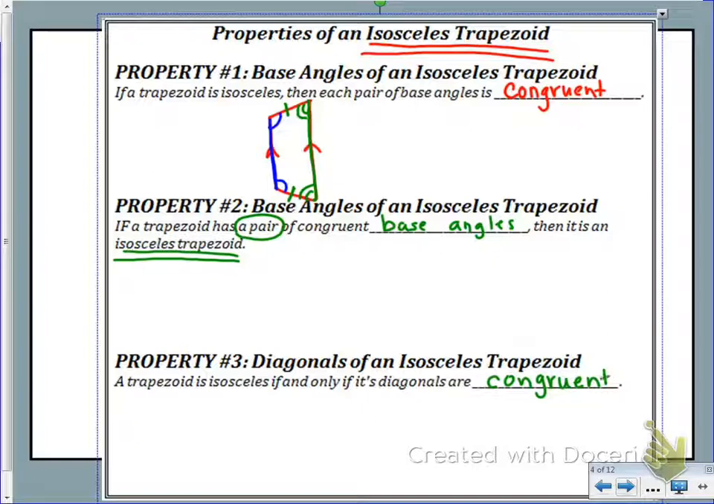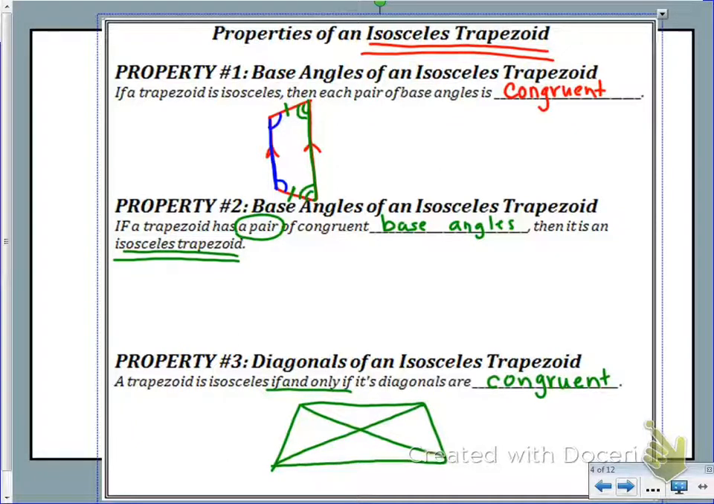Now keep in mind this phrase, if and only if, is an example of a biconditional. That means that this statement's automatically reversible. So we can write it in this order, or we can write the converse of the biconditional, and that would still be true. So if it's an isosceles trapezoid, then that would tell us that those diagonals are congruent.